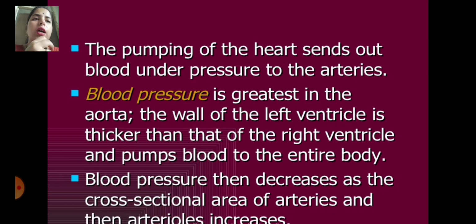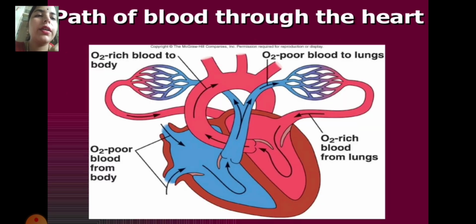The pumping of the heart sends out blood under pressure to the arteries. Blood pressure is greatest in the aorta, and the wall of the left ventricle is thicker than that of the right ventricle and pumps the blood to the entire body. Blood pressure then decreases as the cross-sectional area of the arteries, and then the arterioles, increases.